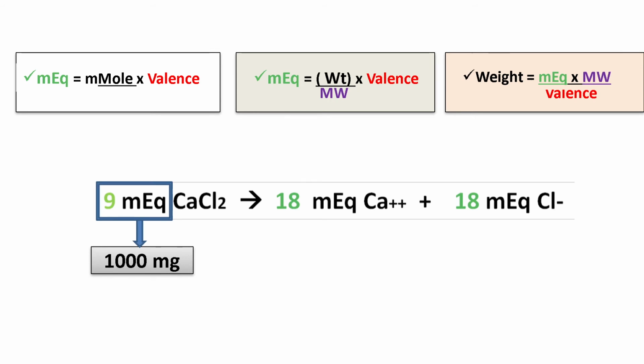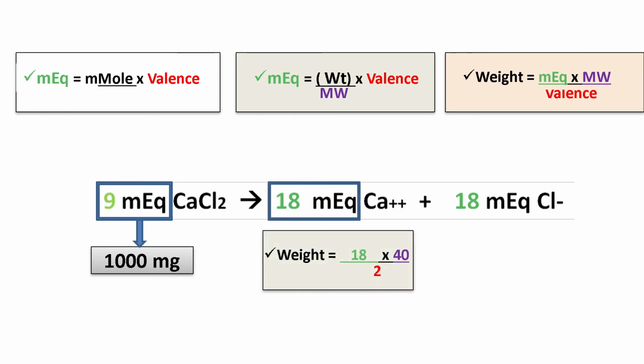Now we use the weight formula here to find how much 18 milliequivalent of calcium ions weigh. In the milliequivalent part, we write 18, which we multiply by the molecular weight, and we divide it by the valency of calcium, which is 2. We get a value of 360 milligrams.